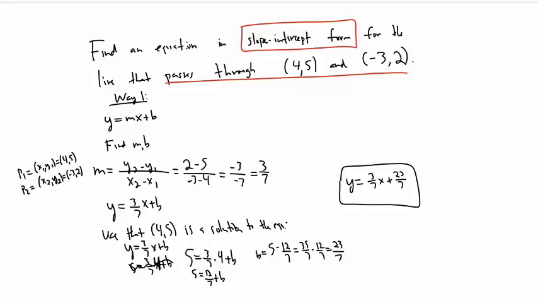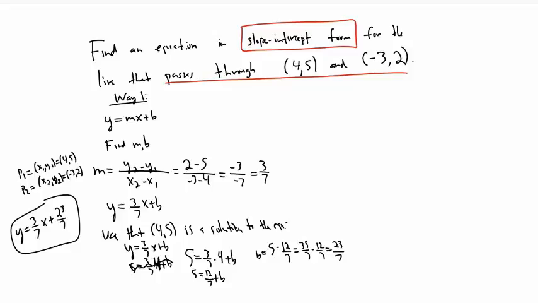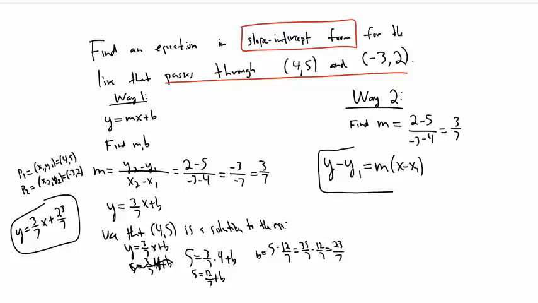Let's now see another way. Let's go through the second way. Starts off the same. Find m. Now we use the fact that the equation of a line can be written in what's called point-slope form. And the reason why it's called point-slope is because you have this form of a line whenever you have a point and the slope. So we can use this form to get an equation for our line.